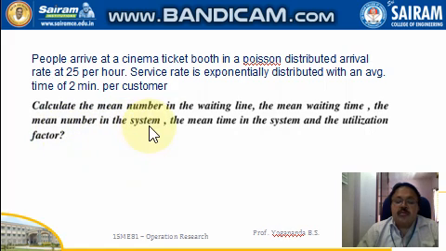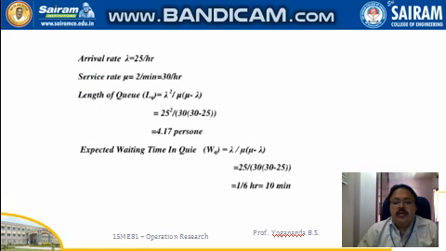number of customers in the system, that is both who are in the waiting line and at the ticket counter, the average time they are spending in the system, that is how much time a customer waits in the queue and how much time he spends in the ticket counter. So that is the average time an individual customer spends in the system, and the utilization factor.